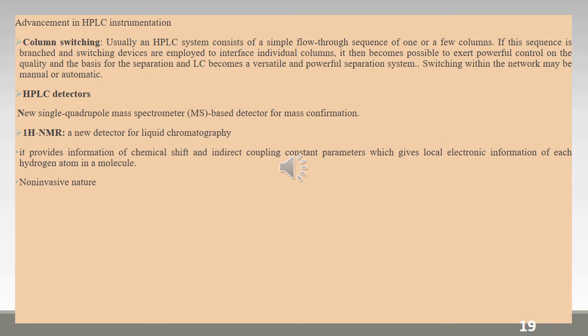Next advancement in HPLC detectors: new single quadrupole mass spectrometer, that is MS based detectors, for mass confirmation. Next advancement is 1H NMR, a new detector for liquid chromatography, which provides information of chemical shift and indirect coupling constants parameters, which gives local electronic information of each hydrogen atom in a molecule, and it is non-invasive in nature.